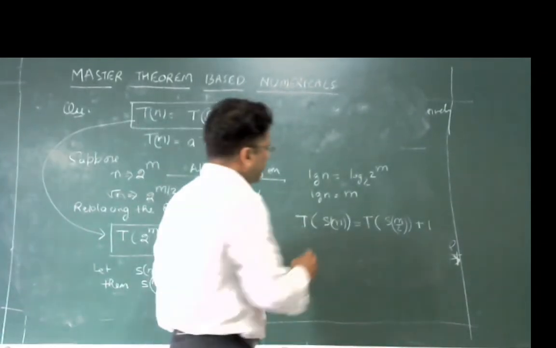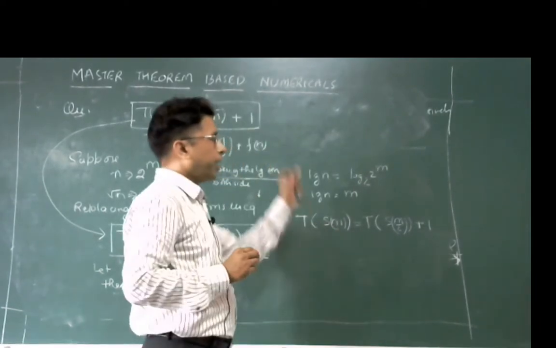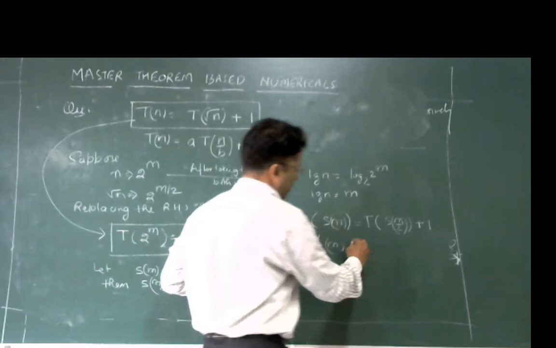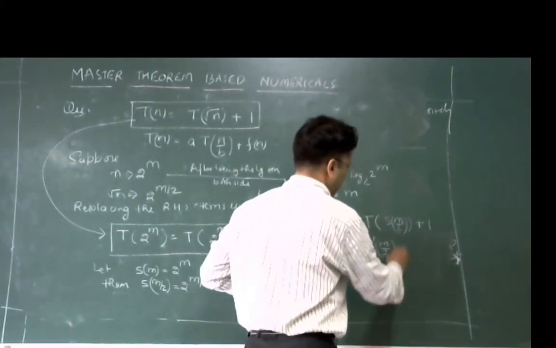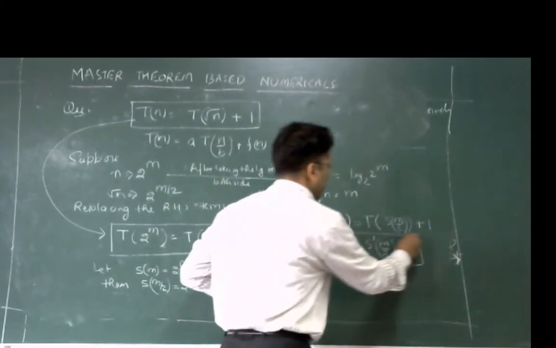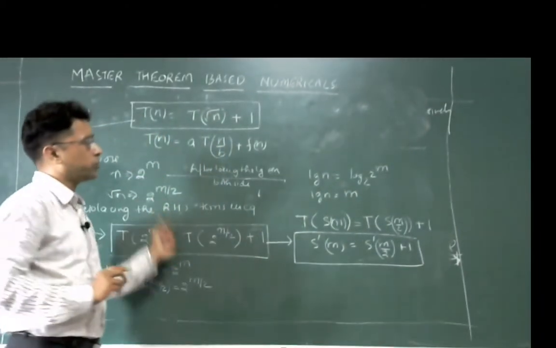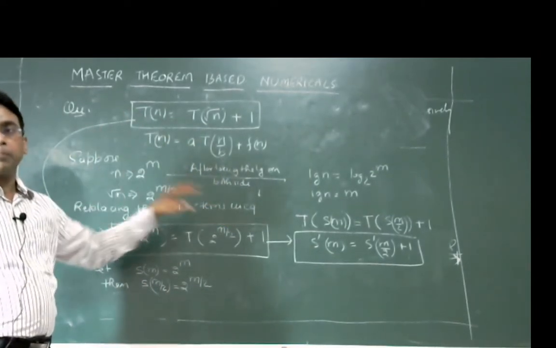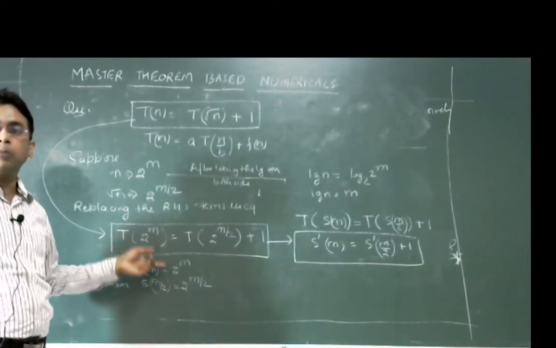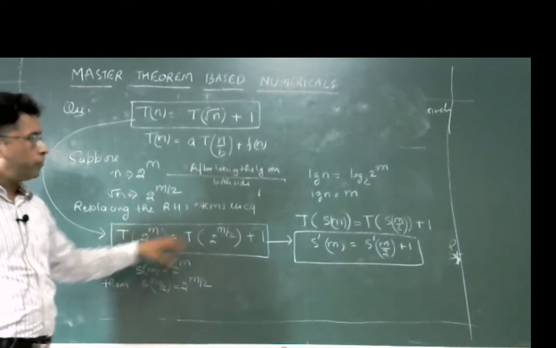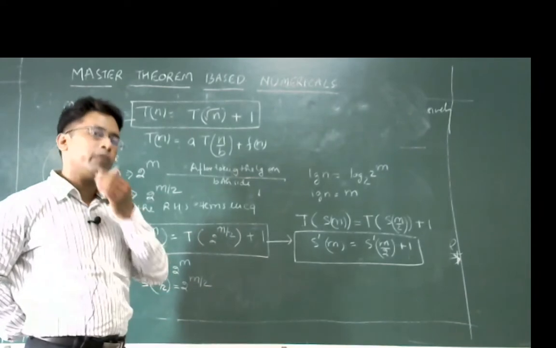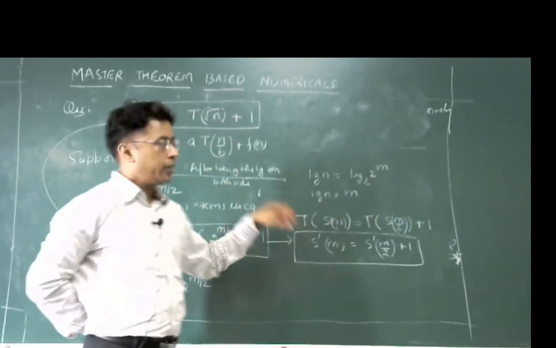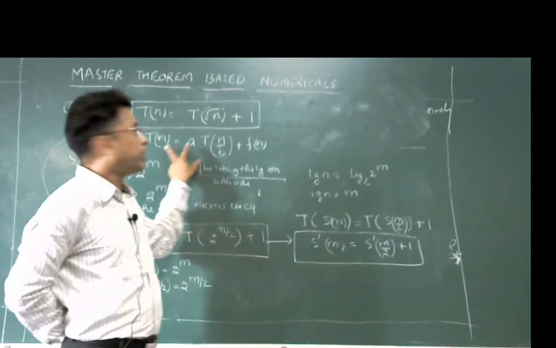Then after this replacement, the function becomes like this: instead of t and the function of s of m, I replace it by s dash of m is equal to s dash of m by 2 plus 1, the new equation. This is the second transformation, first transformation, then second transformation. And this is a very crucial step. After the first step, we have performed the second transformation, and in it, we know that the composition of two functions can be replaced by another function. So we have replaced the two functions t and s by s dash. Now this equation looks like the standard master's theorem equation.